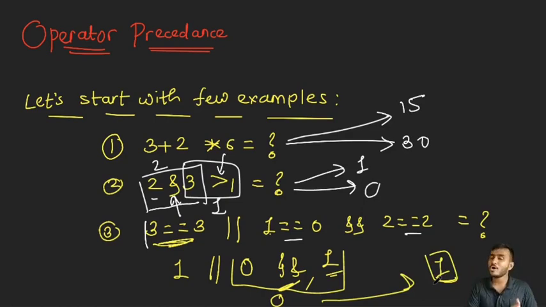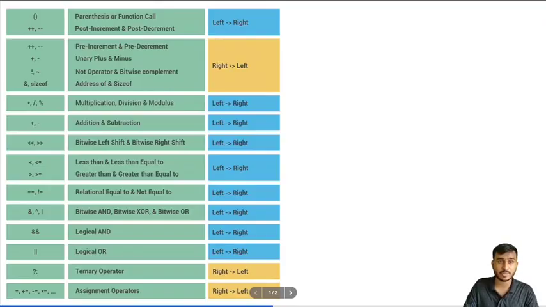I hope now you have got how we can evaluate an expression when there are multiple operators involved. You just have to keep this precedence table in mind, and then you can answer any expression. So let's quickly revise our precedence table and see its order.